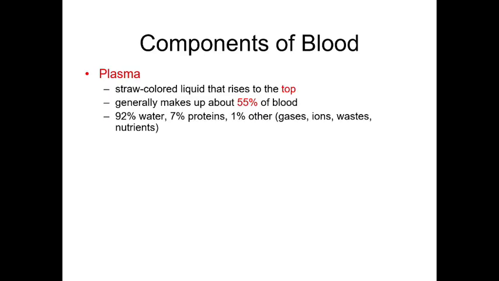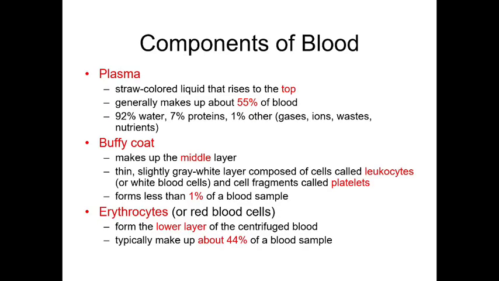So again, just to put this into words, the plasma would be on top. It's a straw-colored, sort of a very light yellow-colored layer. It is, again, mostly water, about 92% water. It also contains some proteins, and it also contains nutrients, enzymes, waste products, gases. Basically, everything that's dissolved in blood and carried in blood is going to be in that plasma component.